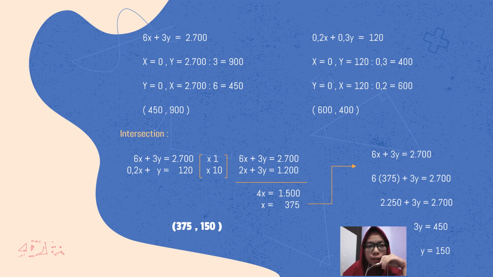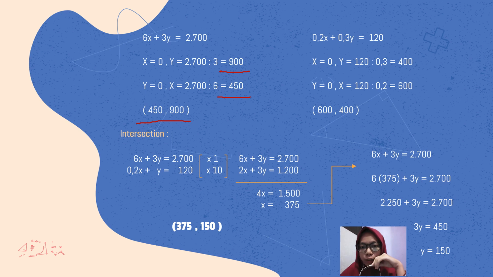The first equation is 6x plus 3y is equal to 2,700. If x is equal to 0, then y is equal to 2,700 divided by 3, and the result is 900. If y is equal to 0, then x is equal to 2,700 divided by 6, and the result is 450. So the points of the first equation are 0, 900 and 450, 0.